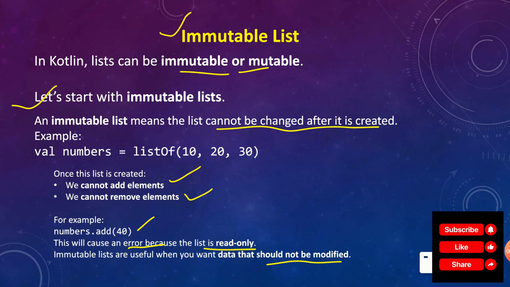We cannot add elements or remove elements, and if we try to add elements we will get an error. So an immutable list is useful when we want the data not to be modified. It should be read-only, and that is when we use it.